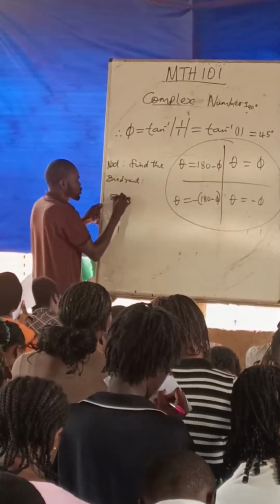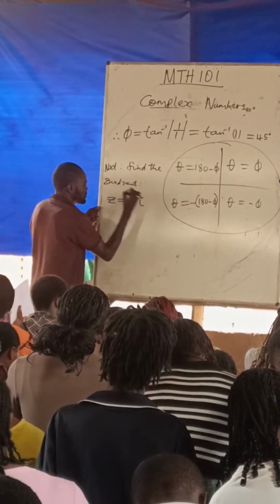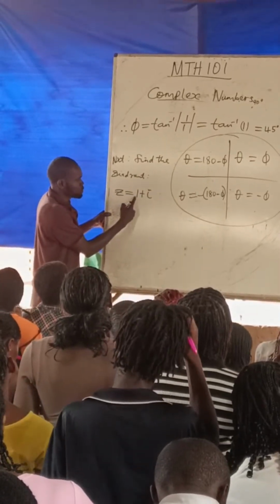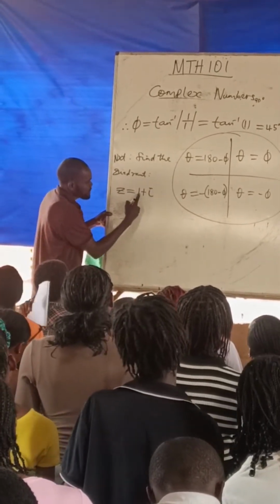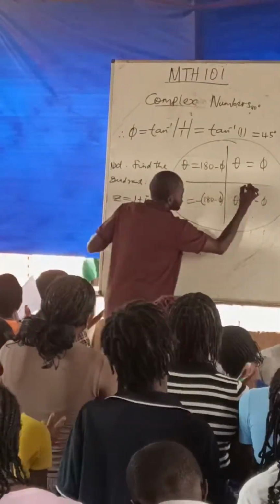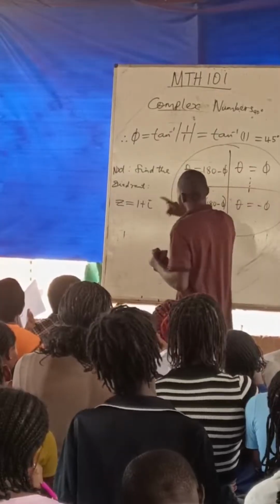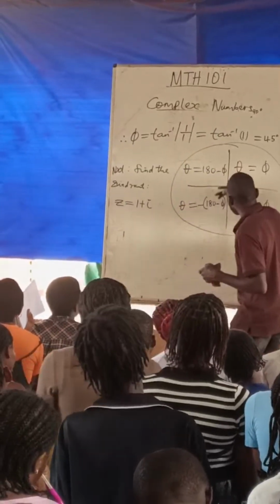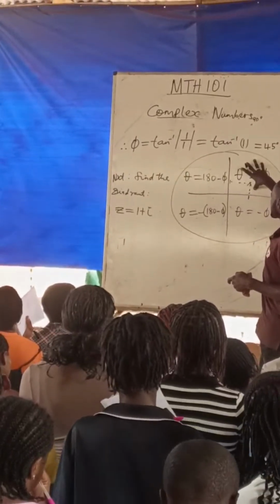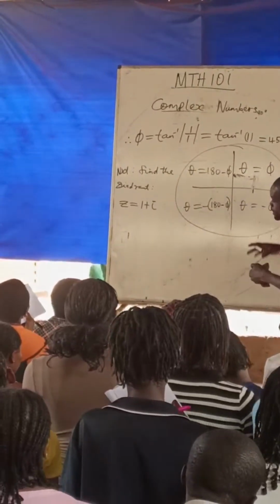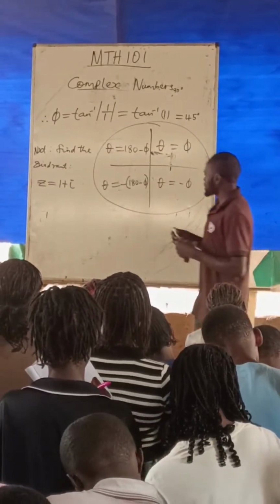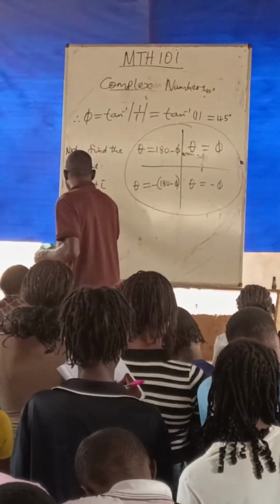Remember, our z was 1 plus i. Who can tell me the quadrant of z? To know the quadrant of z, you plot it. The x part is on the horizontal. Where will it lie? Here or here? If 1 is here, track it. Then the y part is also 1. Where will it be? Here or here? Then when you join it, where is this place? That is the reason why we say it is first quadrant. I hope everybody now knows why. So our complex number lies in the first quadrant.